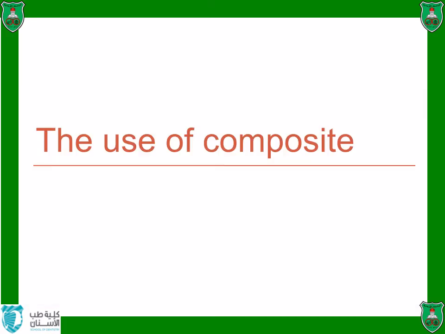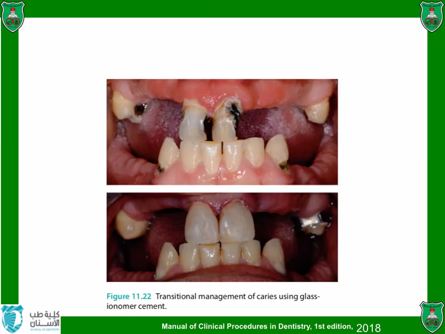So composite can be used as a treatment for complex restoration, either anterior or posterior, as you see in this photo, where we have a large caries, a grossly carious tooth in the anterior area. The caries involve most of the surfaces of the tooth. Of course, this is not an area indicated for using amalgam, so we will use composite.